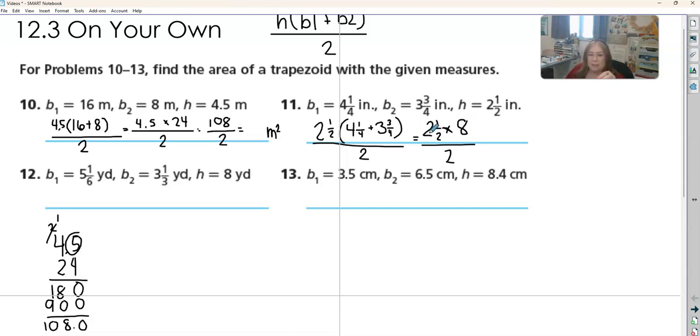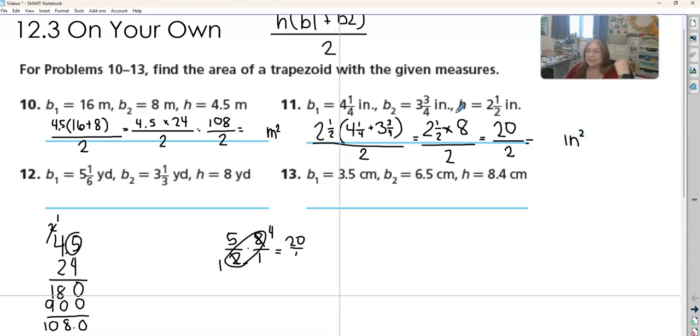So we need to make this improper here. So 2.5 times 8. So there's 5. 2 times 2 is 4 plus 1 is 5. So we have 5 over 2, and we're timesing that by 8 over 1. Now I can see here we can simplify. 8 divided by 2 is 4. 2 divided by 2 is 1. So now we have 4 times 5 is 20 over 1, which is just 20. So here we have 20 over 2, but now we need to cut that in half. So I'm going to let you finish that problem and make sure you label it inches squared.